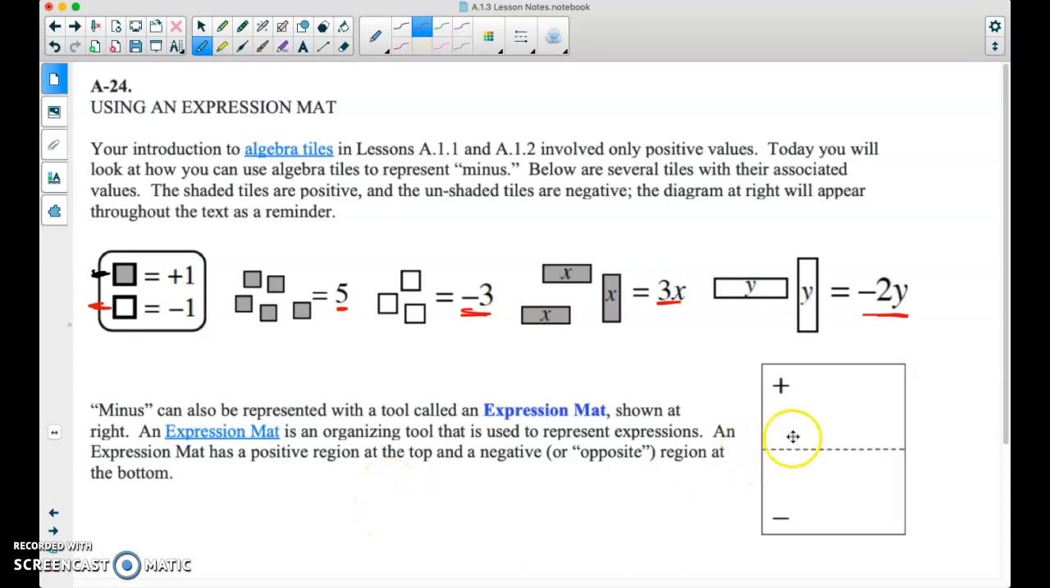So shown at the right, basically that's this thing. So basically there's two different sections for this. The top is for positive values, and the bottom region is for negative values. So basically if we put things in the bottom here, that's going to be minus whatever we put in there. If we put things in the top, we're going to be adding whatever tiles we put into that top region. And we'll talk more about that in just a minute here to see how that works.